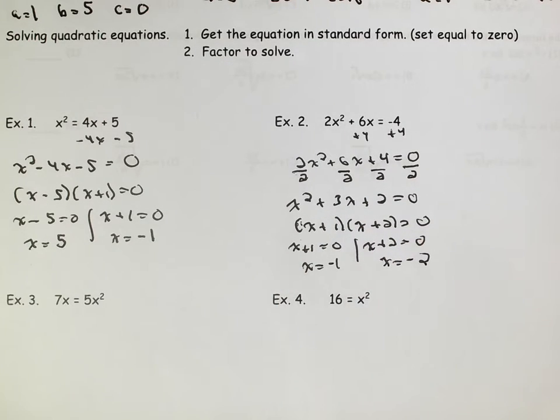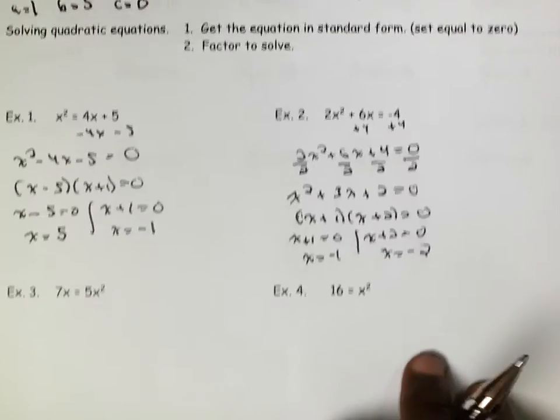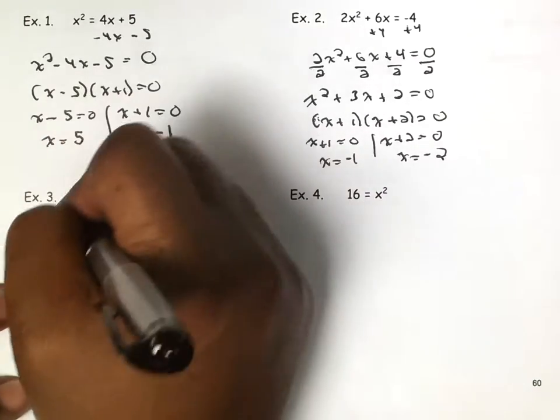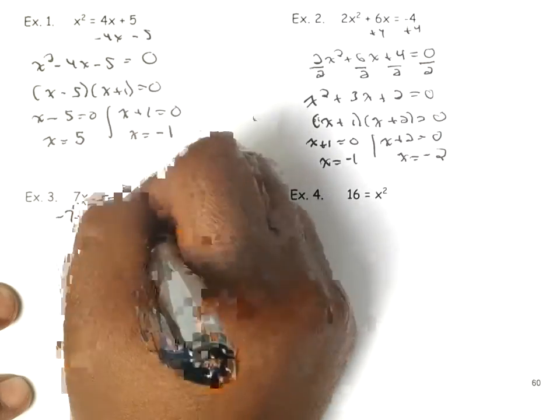And my two solutions are -1 and -2. Number 3. I'm going to move the 7x over.